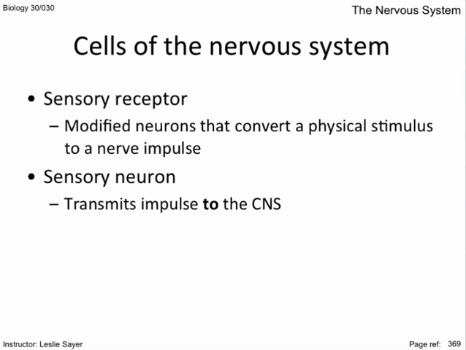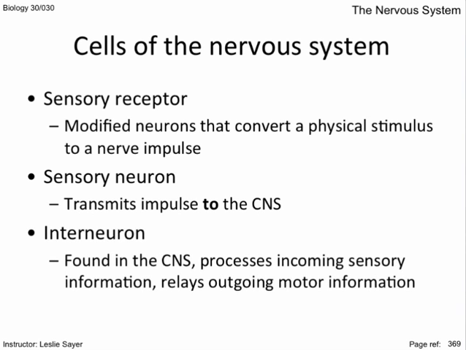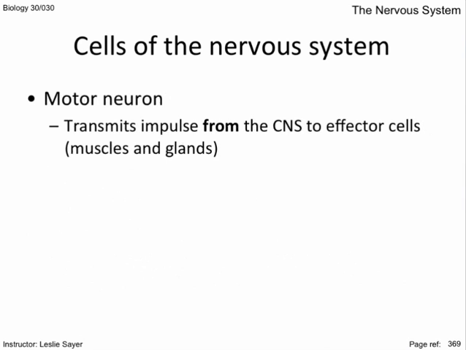Sensory neuron. This is the nerve that transmits the impulse to the central nervous system. Their appearance differs from the motor neurons. Their cell body is partway down the length of the axon. And the interneuron, found in the central nervous system, processes incoming sensory information and relays outgoing motor information. They act as a link between the sensory and the motor neurons, whereas the motor neuron transmits the impulse from the central nervous system to effector cells like muscles and glands. Again, different looking than sensory receptors, their dendrites are attached to the cell body.